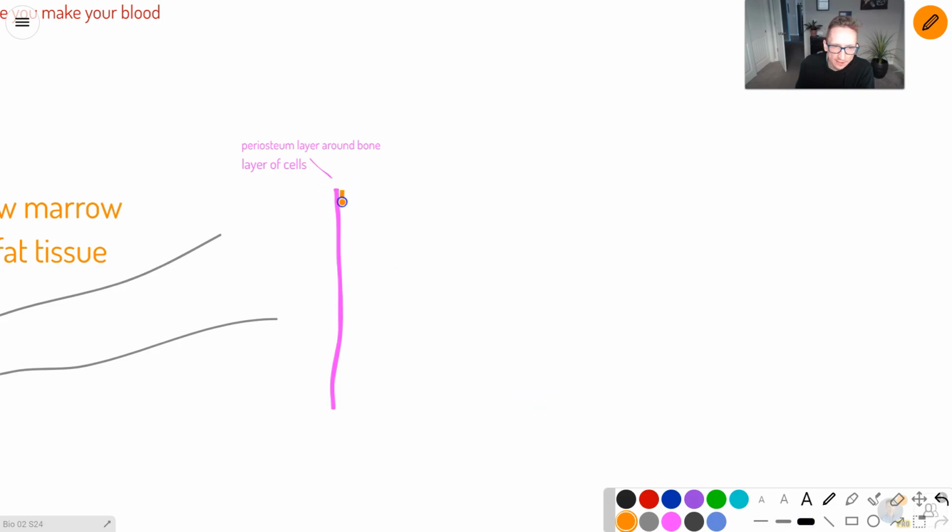Then we've got our bone layers. The compact bone is very, very tight. Compact together, like so.